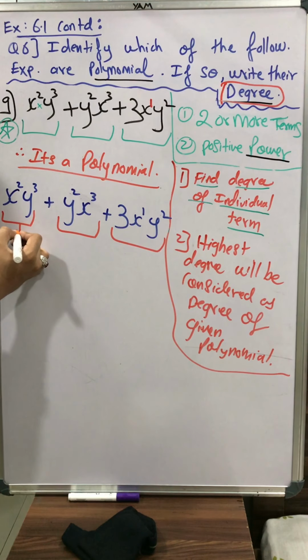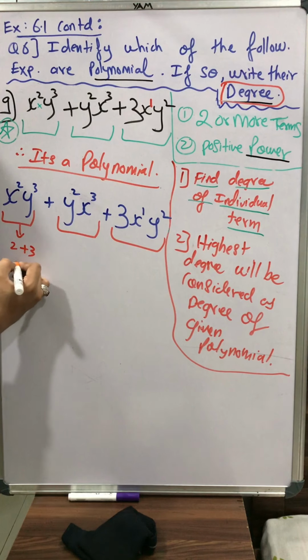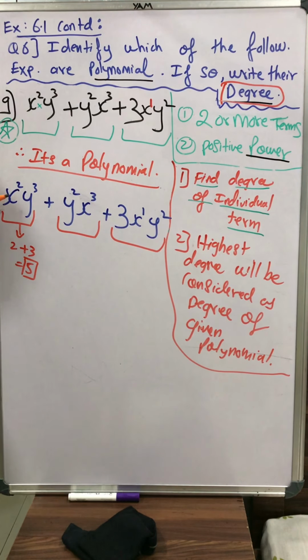So what will be the degree of this term? Degree of this term will be 2 plus 3 is equal to 5. How come 2 plus 3? We have two variables. In the previous questions, in one term we had only one variable, so we just see the power and write it as the degree. But here we have two variables. Power of x is 2, power of y is 3. So 2 plus 3 is 5. So degree or power of this entire term is 5.